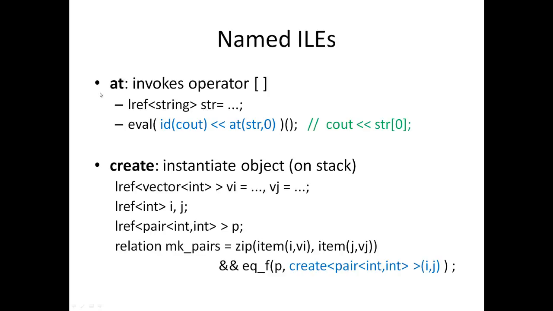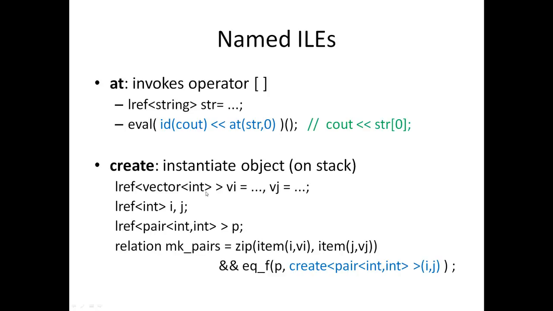And finally, we have the two named ILs at and create. At is merely a facility for invoking the index operator, since the index operator cannot be directly used in IL expressions. Here in this example, I'm printing the first character in the string to cout using the at named IL.